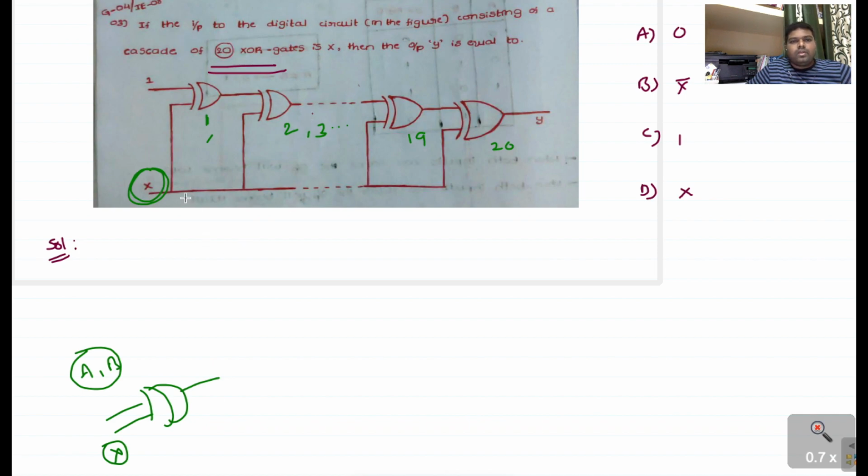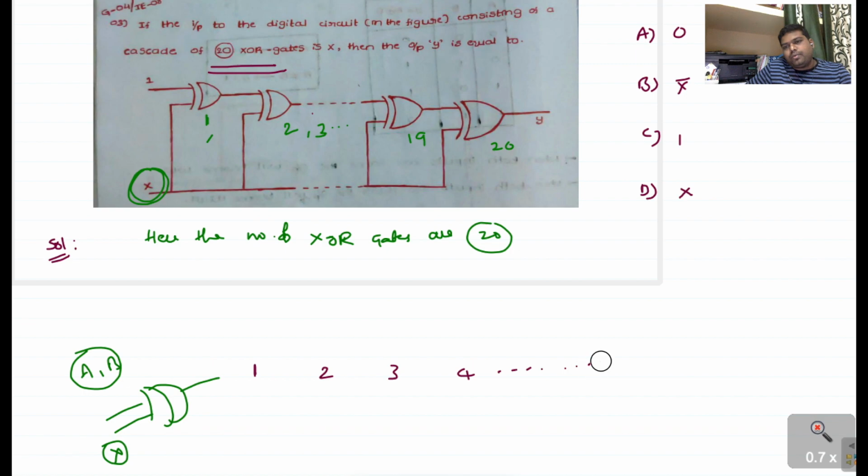Now here the number of XOR gates is 20. Here I am indicating numbers, 1 2 3 4 up to 20. These are the numbering. Each and every gate output, I will mention here.